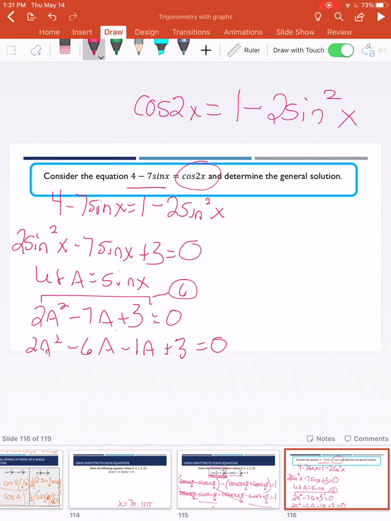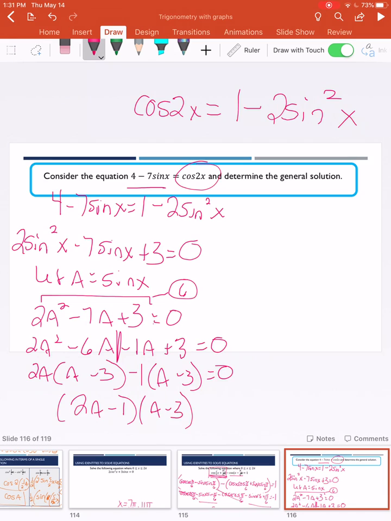I will factor each half here. On the left side, I can factor out a 2a, which leaves me with a minus 3. On the right side, I can factor out a negative 1, which leaves me with a minus 3. So now I'm left with 2a minus 1 times a minus 3. So I can solve for that. So I end up with a equals 1/2 and a equals positive 3. So all I did was solve for those factors. And now I'll replace that a with sine x once again.